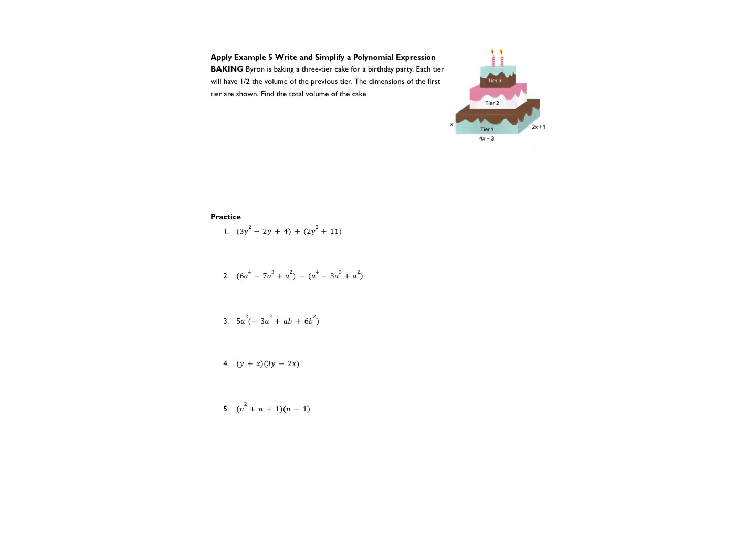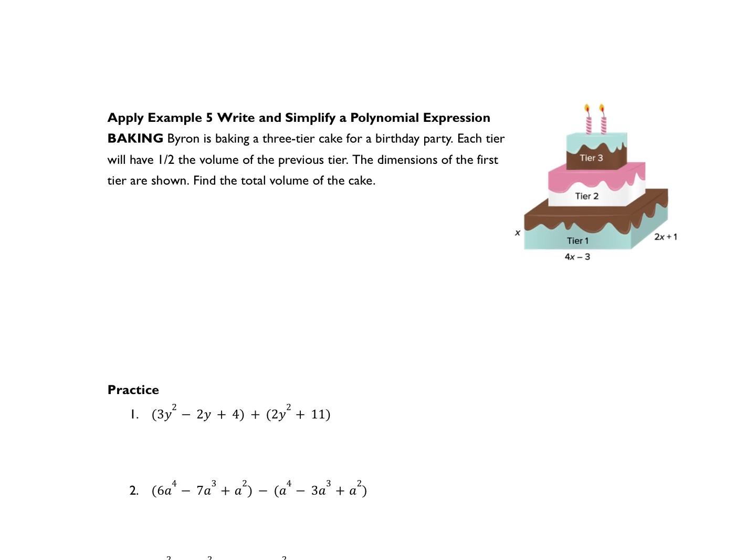All right, so now we are going to apply what we've learned, combine both. So Byron's baking a 3-tier cake for a birthday party. Each tier will have half the volume of the previous tier. The dimensions of the first tier are shown, and we're asked to find the total volume of the cake. Well, first thing we need to do is find the volume of the bottom layer, and remember that volume is equal to length times width times height. So, to find the volume of tier 1, it's going to be x times 4x minus 3 times 2x plus 1.